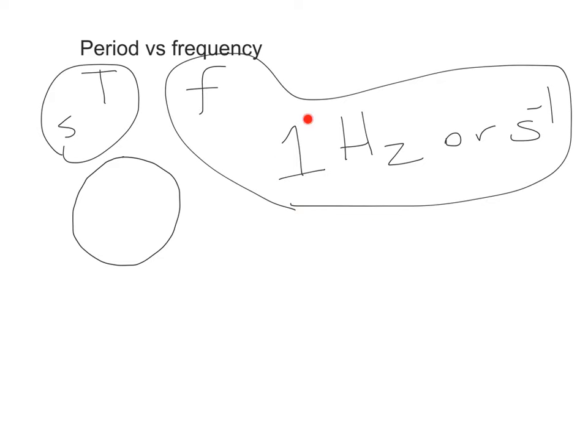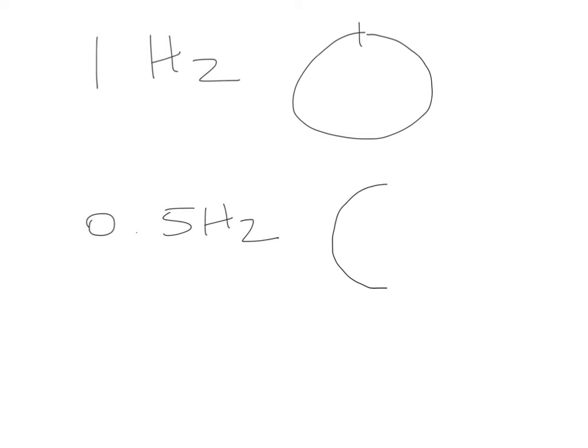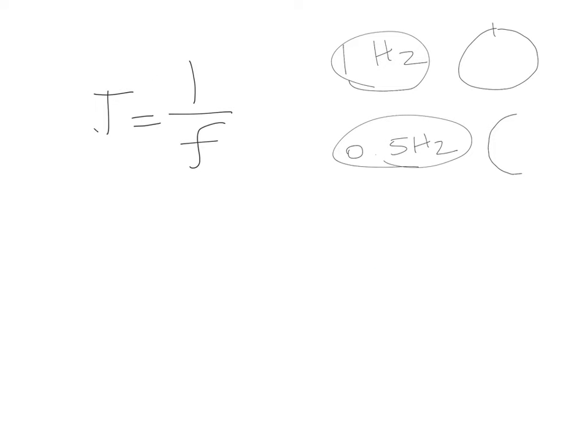So what does 1 hertz mean? That means in a second it has done one complete loop. So 1 hertz means that in a second it has done a complete loop. 0.5 hertz means in a second it has done half the loop. The period and the frequency are connected to each other by this formula: period T is 1 divided by f.